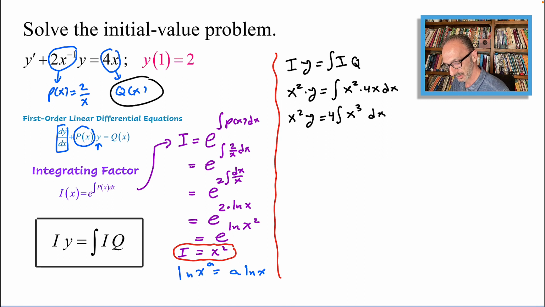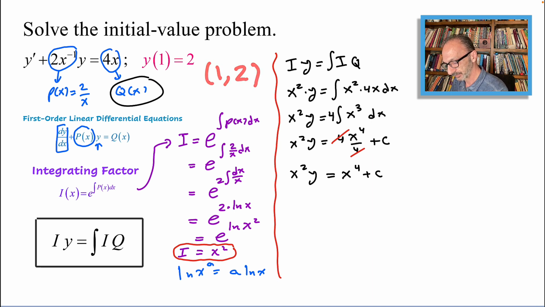X to the second y equals 4 x to the 4 over 4 plus C. And the 4, of course, will cancel. Now I have x to the second y equals x to the 4 plus c. But we are given the initial value condition that y of 1 equals 2, which is like if x equals 1, y is 2. So we're going to plug in 1 here, plug in 1 here, 2 here, and solve for c.